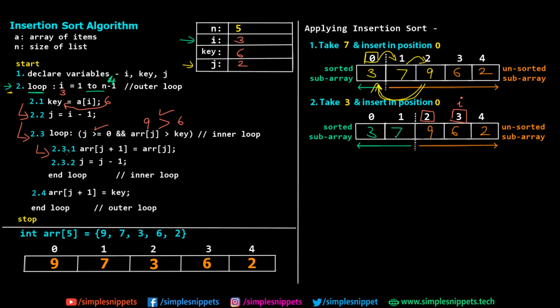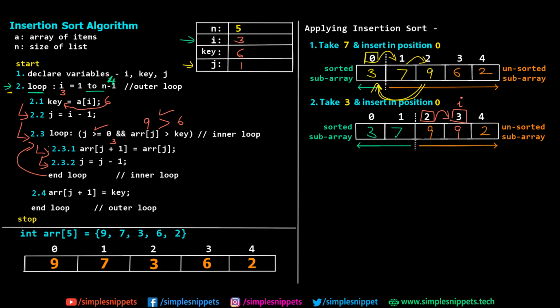We say 2.3.1. So here we are saying ARR of j plus 1. j is 2. So we are saying ARR of 3. So at position ARR of 3, we are storing ARR of 2. Now ARR of 2 is 9. We are shifting 9 over here at position number 3. So let's erase this 6 and write 9 over here. Then we come to 2.3.2. We say j equals j minus 1. So now j becomes 1. Okay. We end the loop.